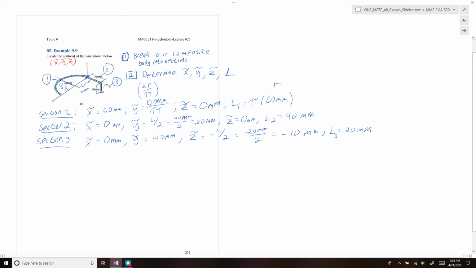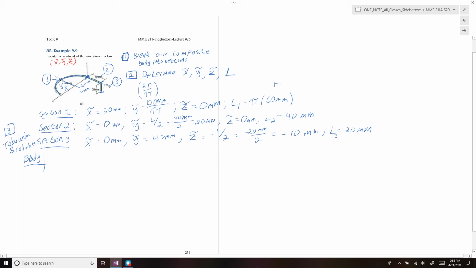Alright. So once we have x tilde, y tilde, z tilde, and the length of each section, what we're going to do now is tabulate all this information that we just got. So this is going to be our tabulation, and then after we tabulate, we're going to calculate. Alright, that's our third step.